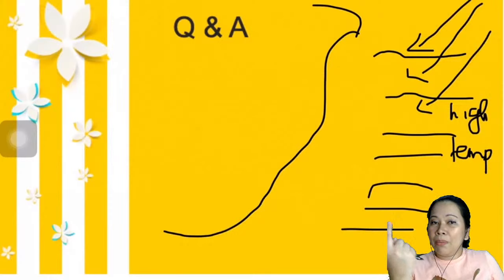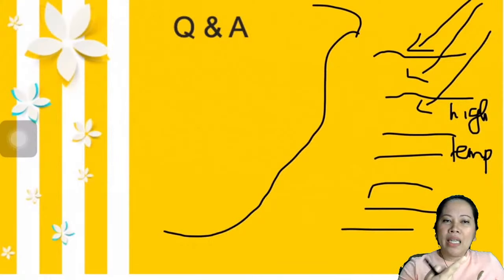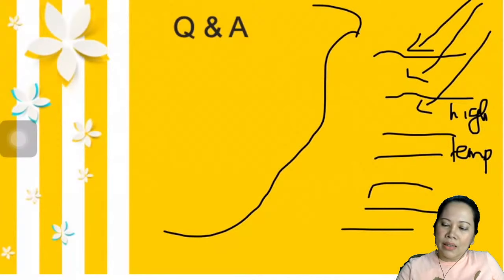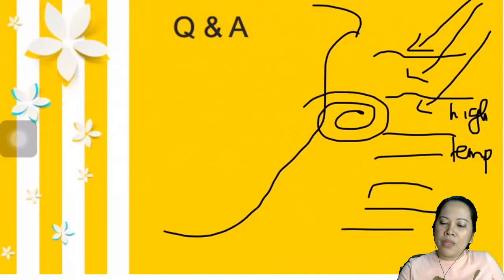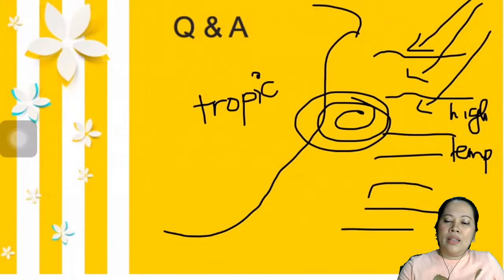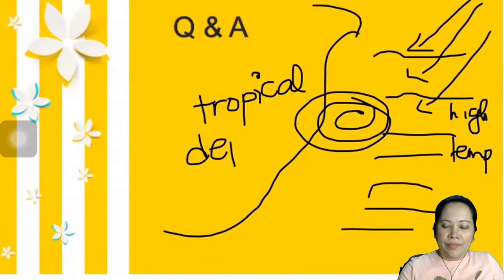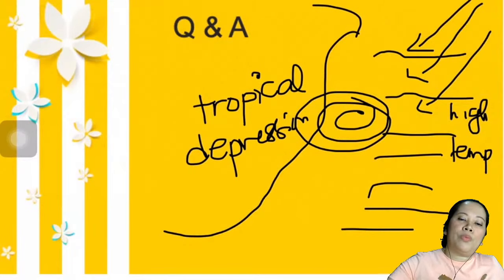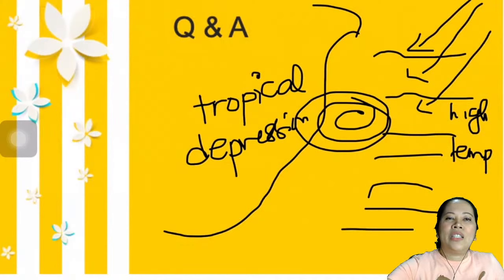So with high temperature, lightweight, and low density, this is where it forms, and then you will have your tropical depression. Okay? And that's when it is formed. So it's actually because of the air.